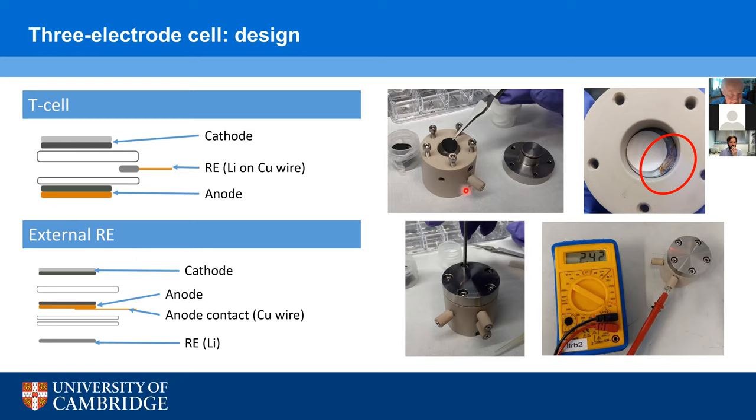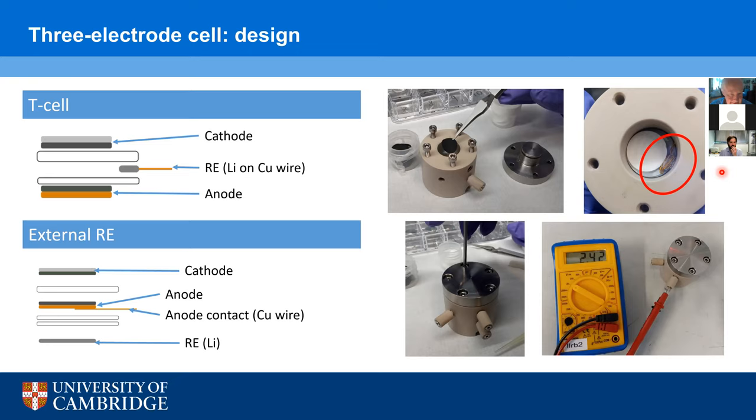So looking at the two different configurations that we're referring to, there's the T configuration where the reference electrode sticks out the side, like the base of a T, with a piece of lithium twisted into the copper wire, which has two separate cables. And this is the one that you can see in the top right of the photos, with a piece of lithium highlighted in red. So this is in line with, perpendicular to the direction of the main electrode stack.